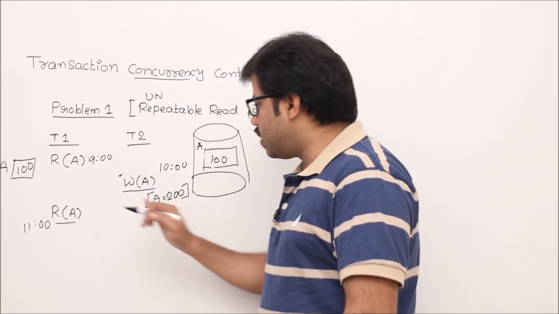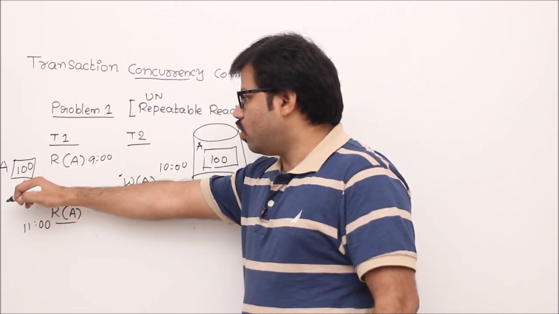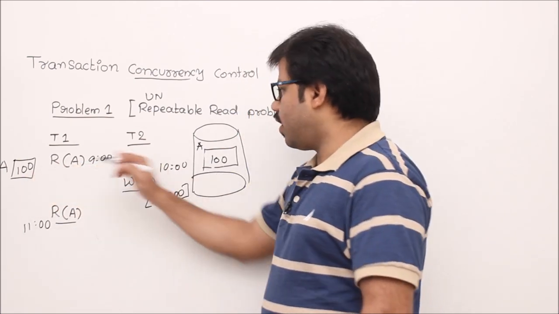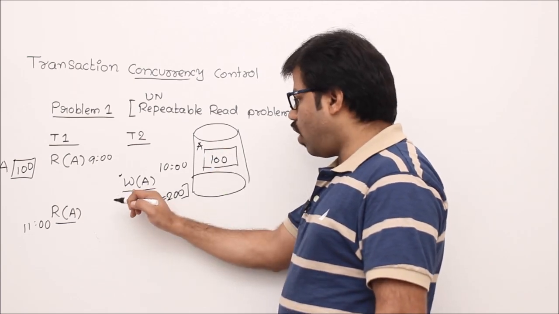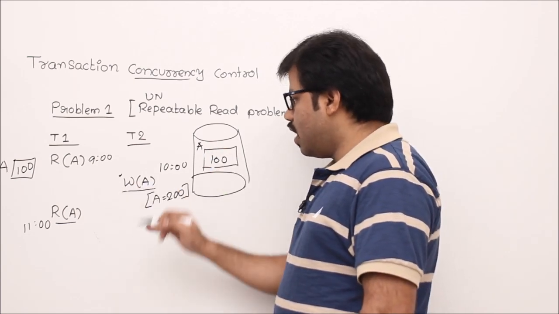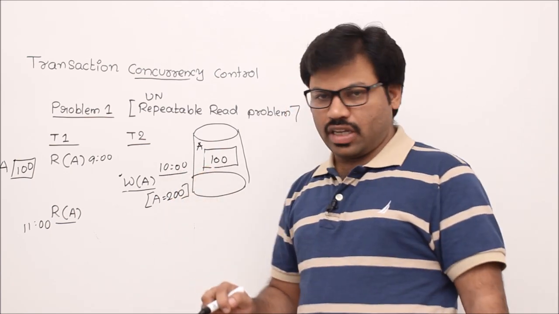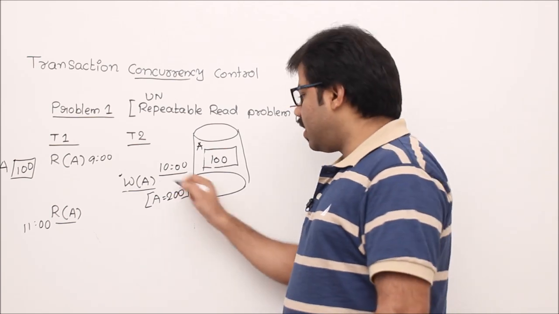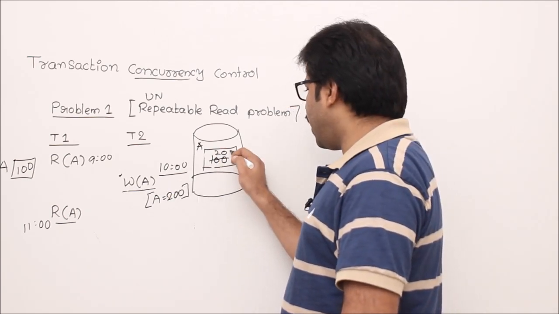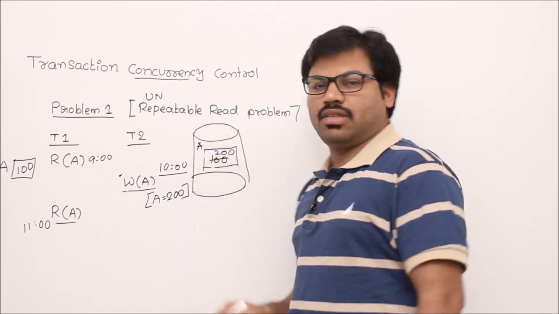Really, if I execute these instructions at 9 o'clock, so you are reading it, then you get 100. I am assuming that initially this database item has the value 100. Then when you update this write of A, it is executed perfectly by your DBMS. The intention of this write operation is updating that to 200, right? So transaction T2 is expecting this.